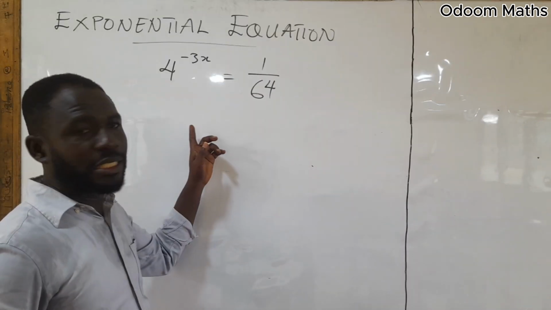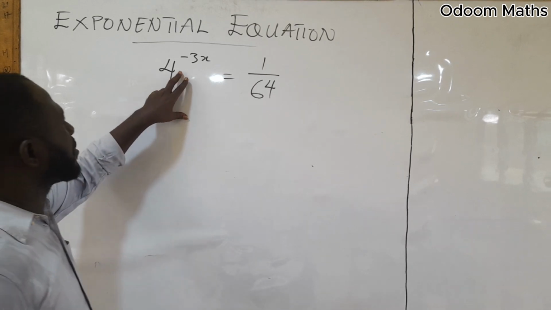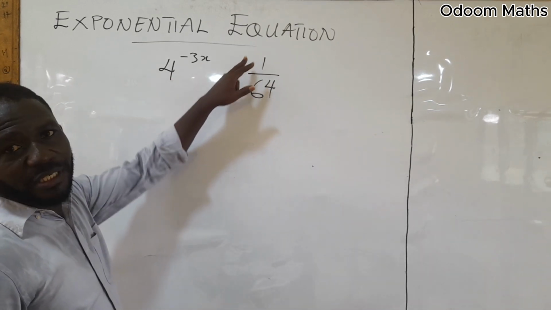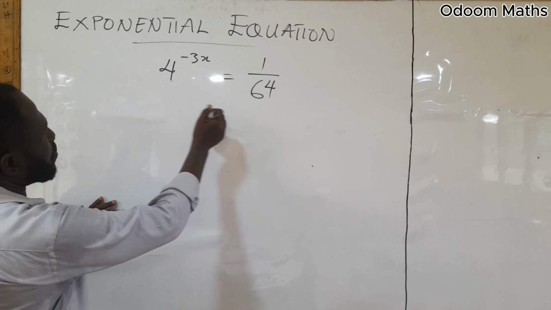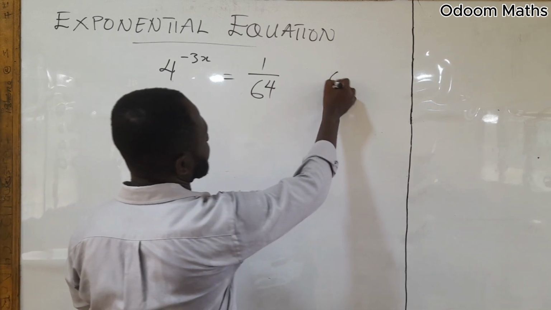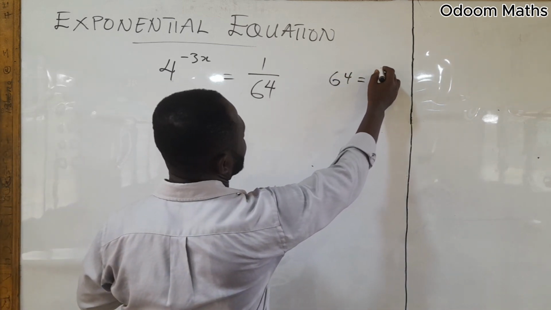Let's take another example. Let's look at this: 4 to the power negative 3x equals 1 over 64. And we can write 64 as 4 to the power 3.